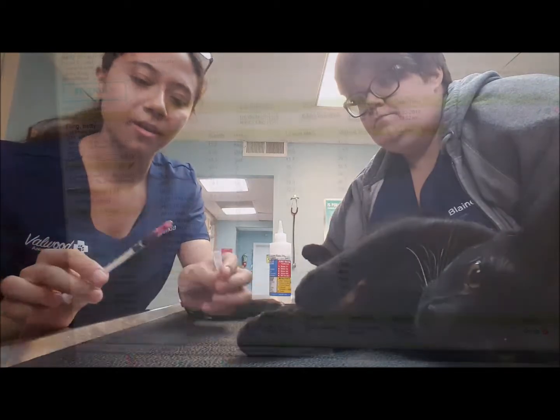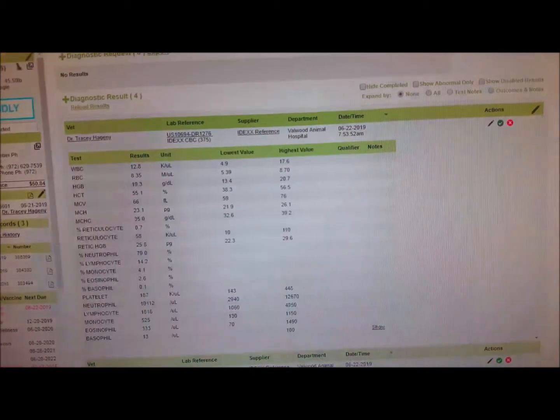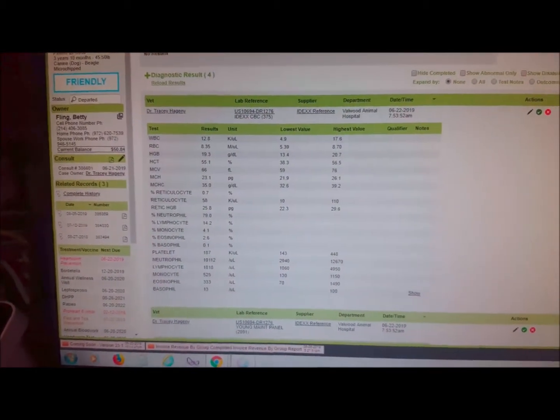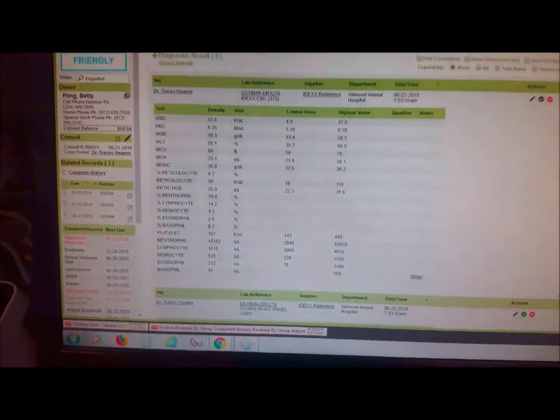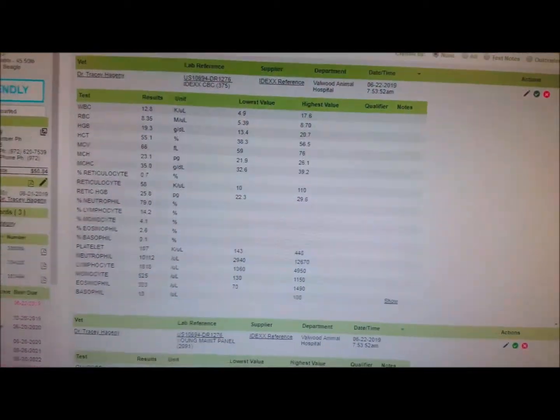The minimum databases that we need to get from our patients would be a CBC, their hematocrit, the total solids, and we can do those here. Just do a regular CBC with our CBC machine, or a blood smear, and do total solids with the refractometer.